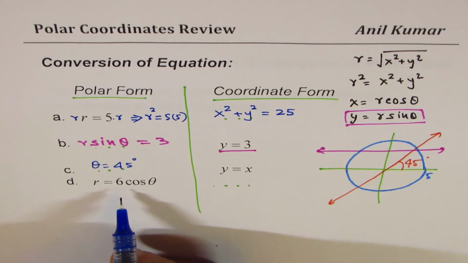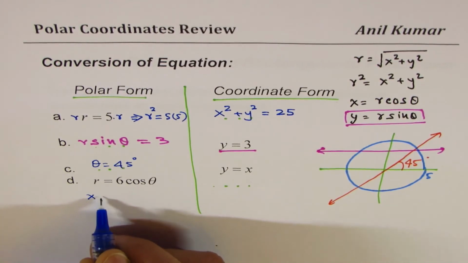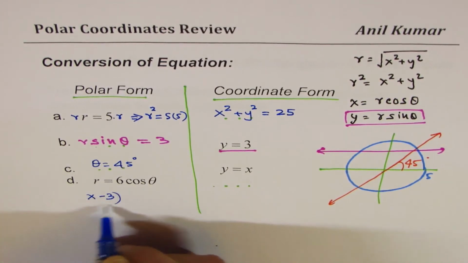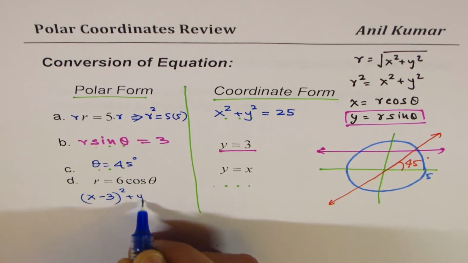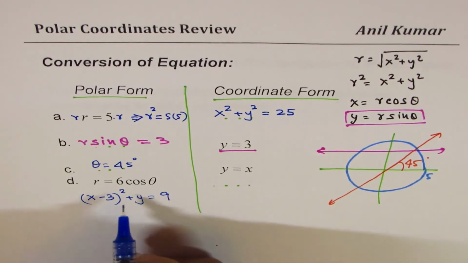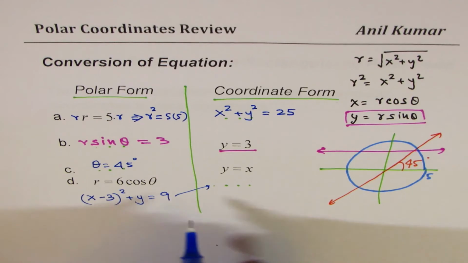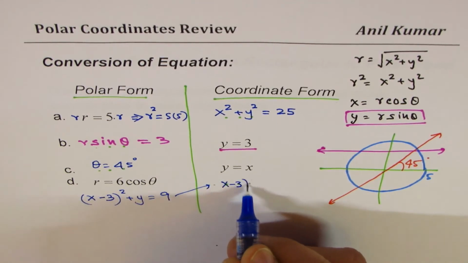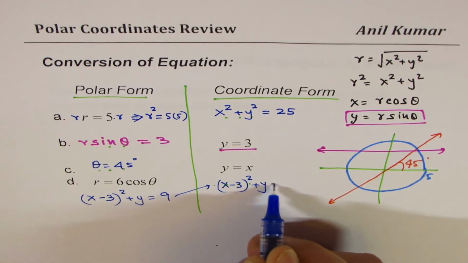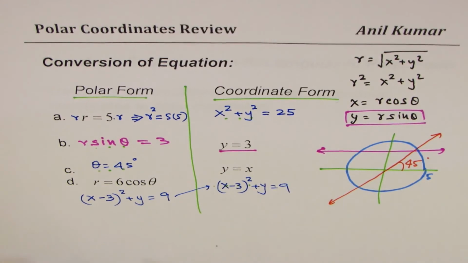So if you do that part, the answer should be x minus, I'm just copying from the previous example, y equals 9, right? So this will go here. So we get a circle which is x minus 3 whole square plus y square equals 9. That should be your answer. The steps involved are the same as we did in the previous example.